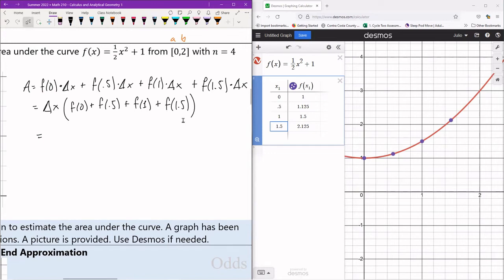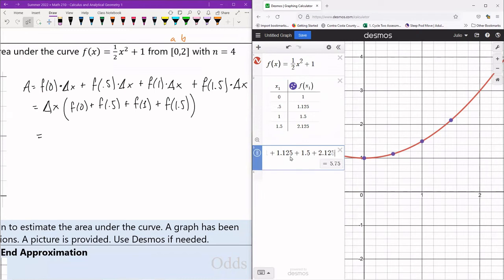So then delta x, actually, let's go ahead and just compute these out. We know what f of 0, f of 0.5, f of 1, f of 1.5 is. It's these values over here. So I'm going to just use this over here. I'm going to do 1 plus 1.125 plus 1.5 plus 2.125. And that gives me 5.75.